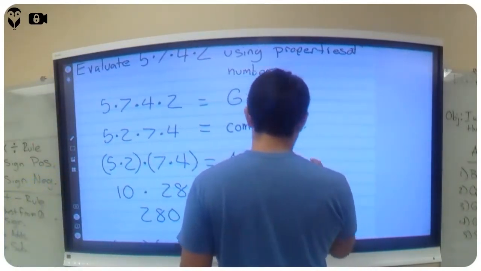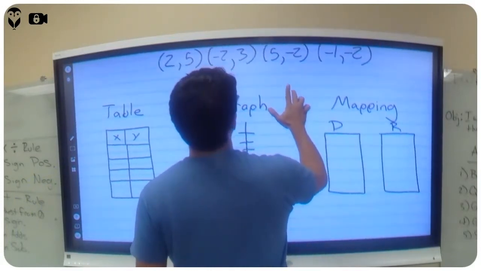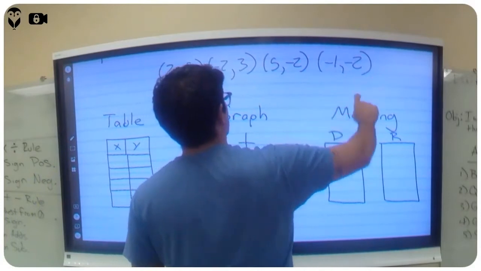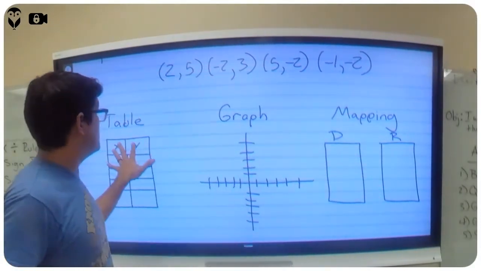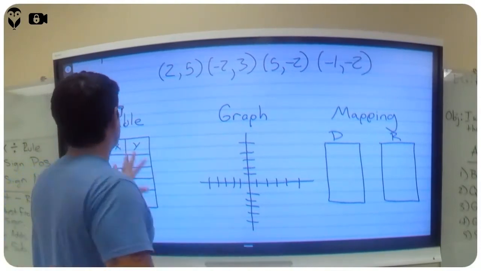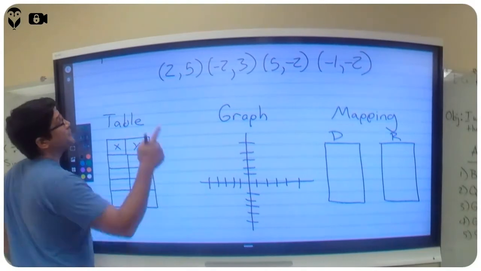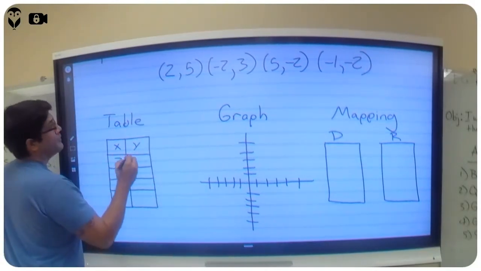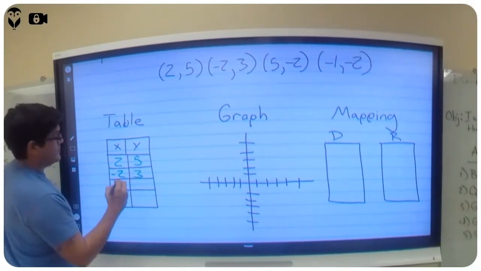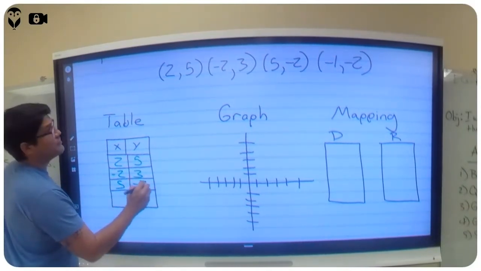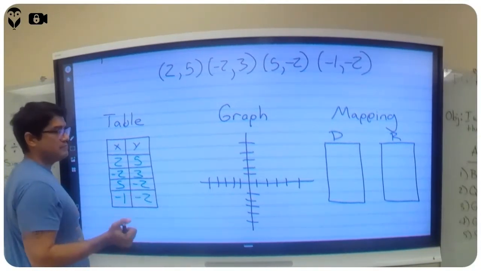Let's see if this goes any more to the right. No, so we're going up. Okay, so this one, I'm giving you coordinates, or relations, and you're going to be setting it up for me in these 3 situations. So I want it in a table. Okay, well, if you want this in a table, here we go. 2, 5, -2, 3, 5, -2, -1, -2. That was pretty easy.